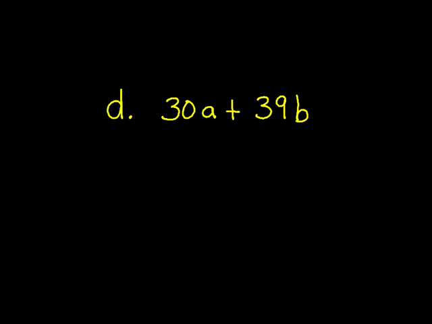Letter D, 30a plus 39b. So I know the largest common factor of both numbers is 3. 3 goes into 30 10 times, so I have 10a. 3 goes into 39 13 times, so I have 13b.